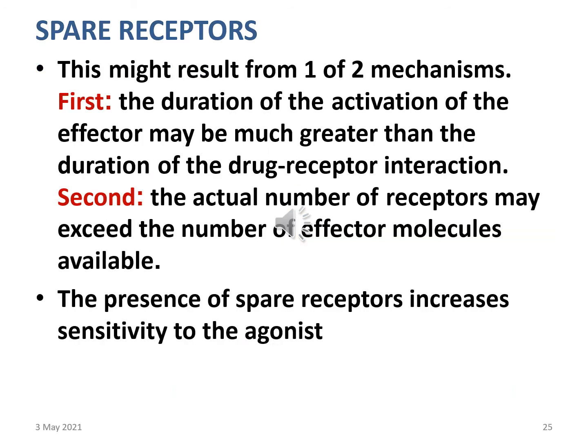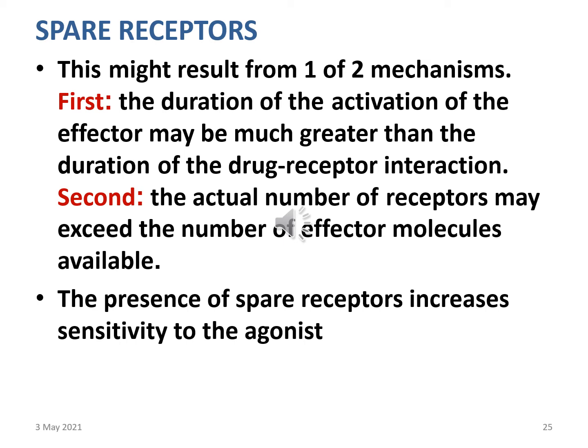Well, this might result from one of two mechanisms. That means the explanation of spare receptors. First, the duration of the activation of effector may be much greater than the duration of the drug receptor interaction. Second, the actual number of receptors may exceed the number of effector molecules available. The presence of spare receptors increases sensitivity to the agonist. These two things elucidate how the spare receptors act.